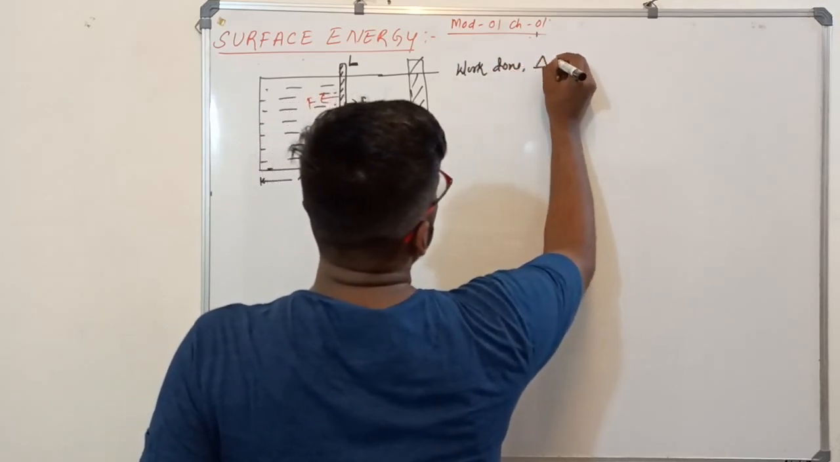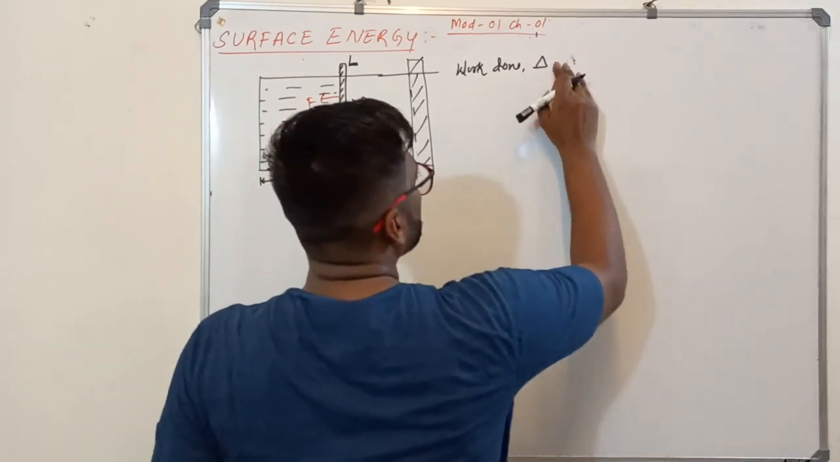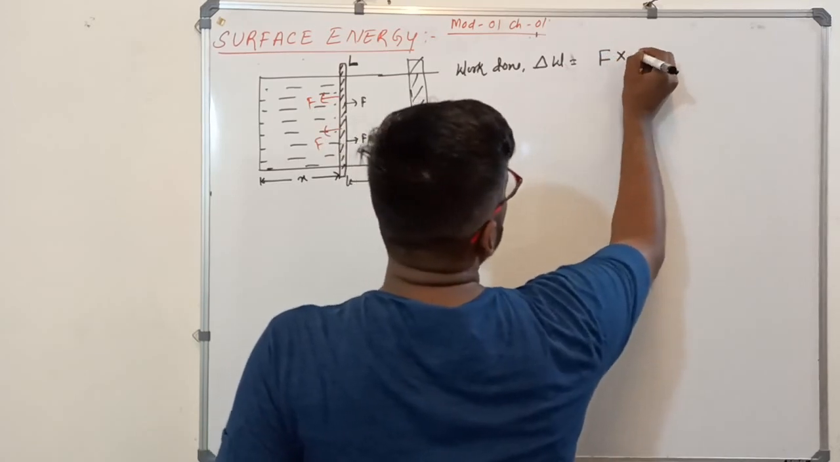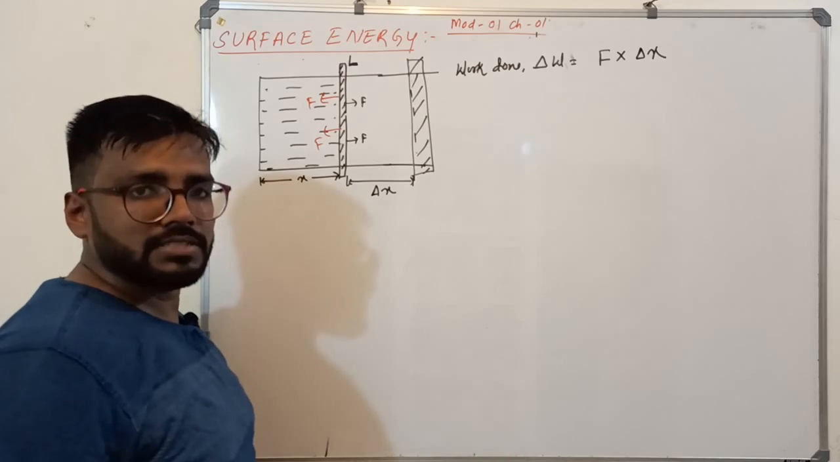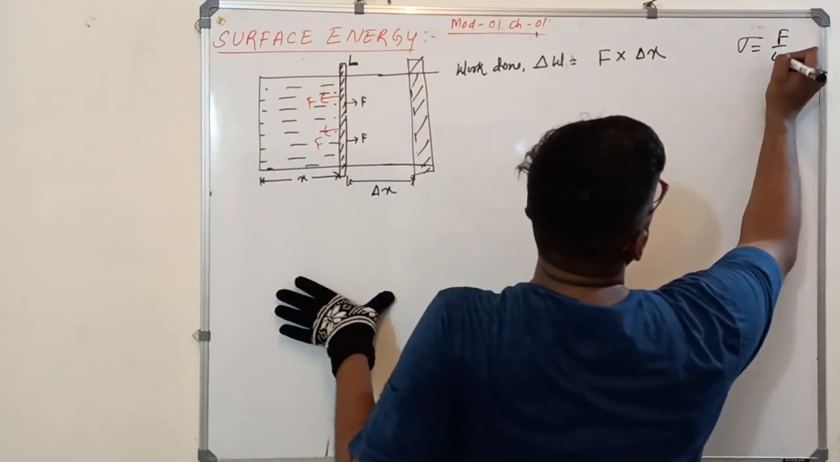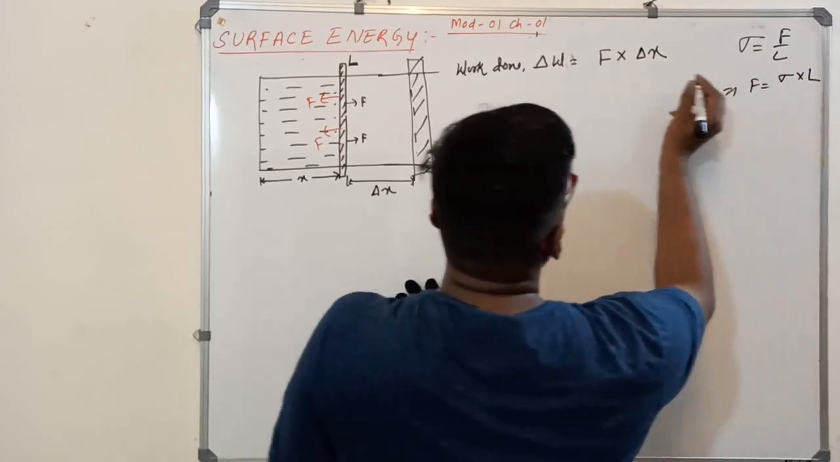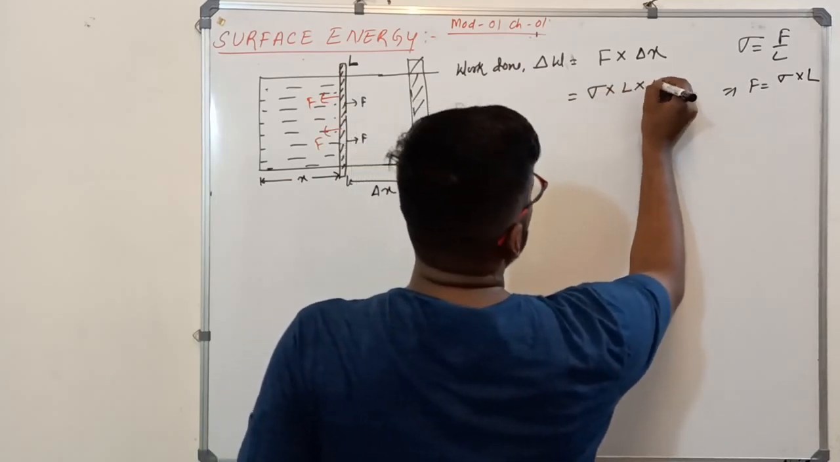I write delta W and delta U. Or you can write delta W, no problem. Sir, the resistive force into the displacement. What we have studied, sir, is surface tension equals force per length. So force equals surface tension into length, and this becomes sigma into L into delta x.